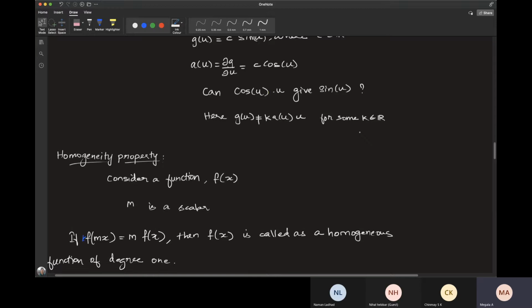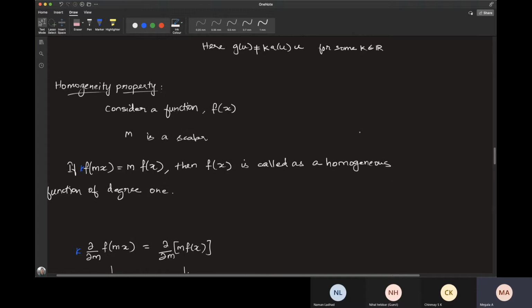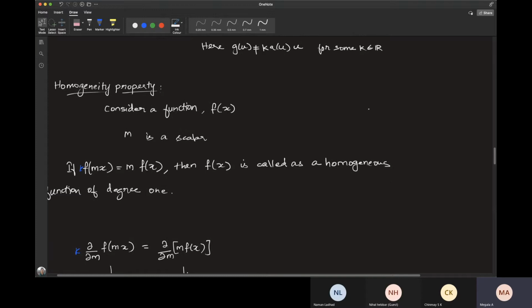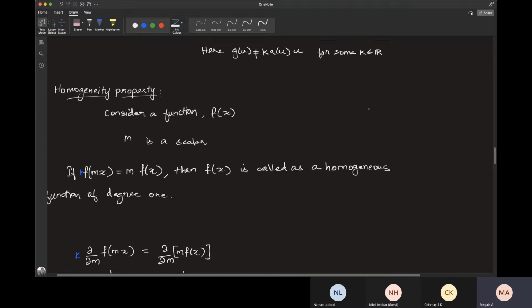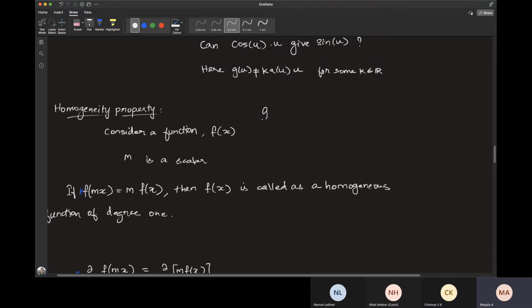So now let us see some property known as the homogeneity property, and how this property will lead us to that assumption, I mean the assumption g of u equals k a of u into u. So that's what we'll see here.